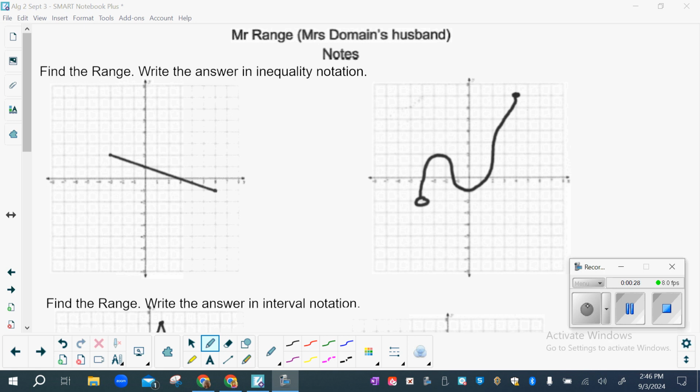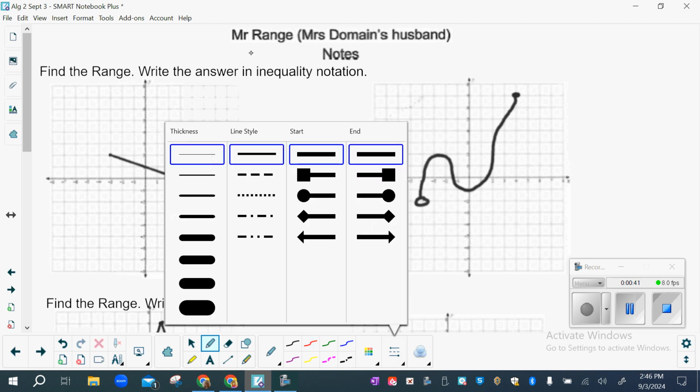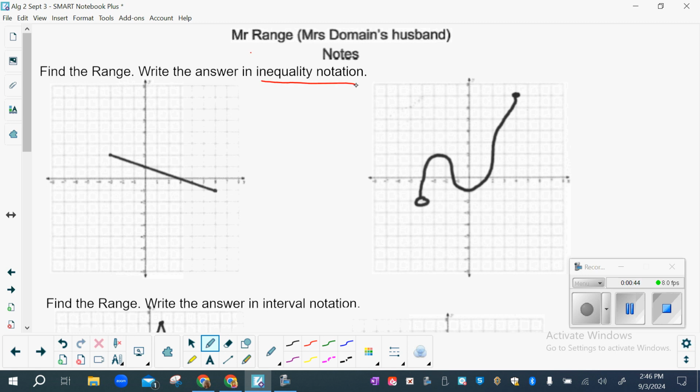So on these first two, we're going to find the range, and we're going to find it in inequality notation. Again, we're finding range, so it is in the y direction. When we do it, we want to start with the smallest value. So where would we find our smallest y value? Yeah, we want to go down.